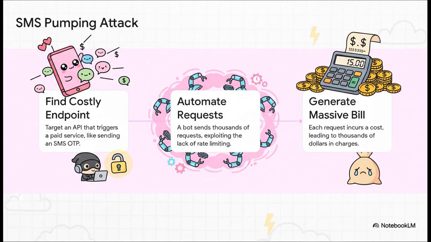There was this real case where an attacker found an API endpoint for sending SMS one-time passwords, the login codes. Well, it was completely unprotected, so they just automated it, hammering it with thousands of requests. The result? 10,000 text messages sent. That cost the company $500 in 30 seconds. And since no one stopped it, they just let it run. An hour later, the bill hit that $18,000 mark we talked about.